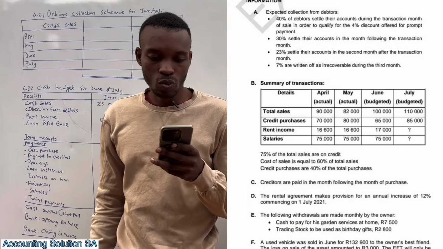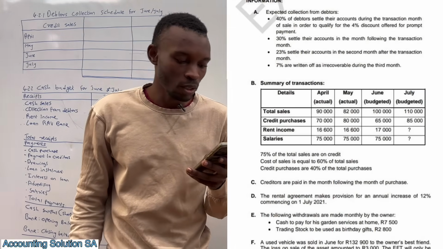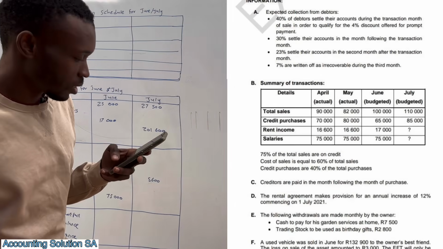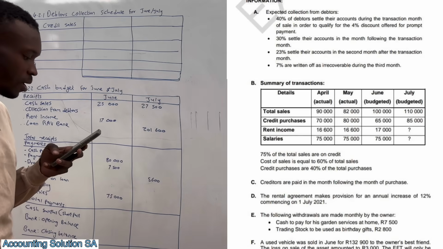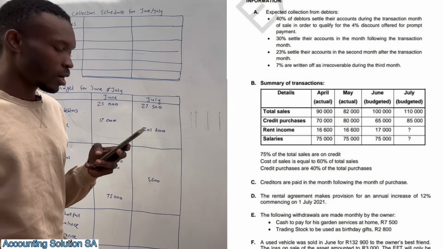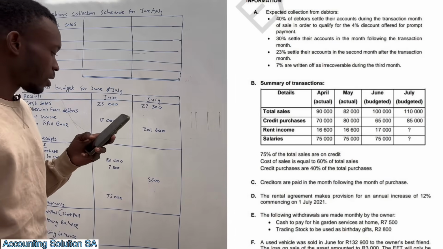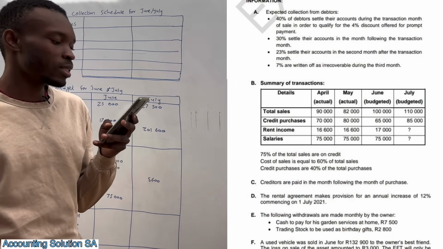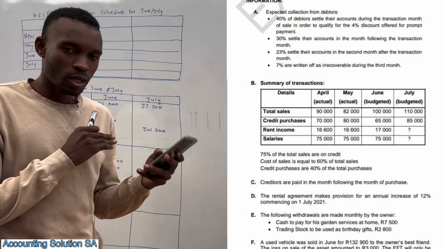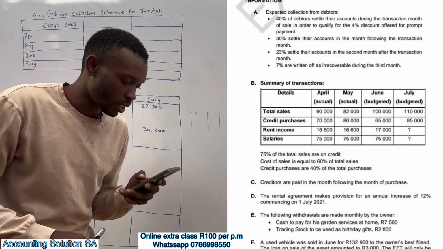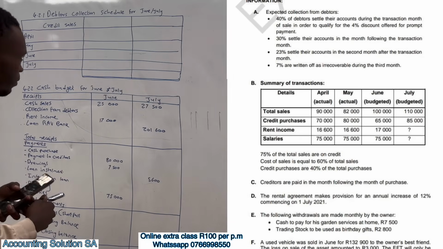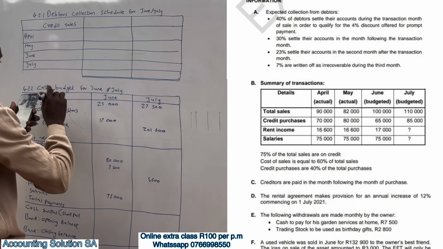Okay, let's go to information number B first. Information number B says there is a summary of transactions, total sales from April until July, given in the table. Then credit purchases, not for now. Then they say 75% of total sales are on credit, which means that the rest are on cash. So we have to convert all those amounts to 75% because we are looking for credit sales.